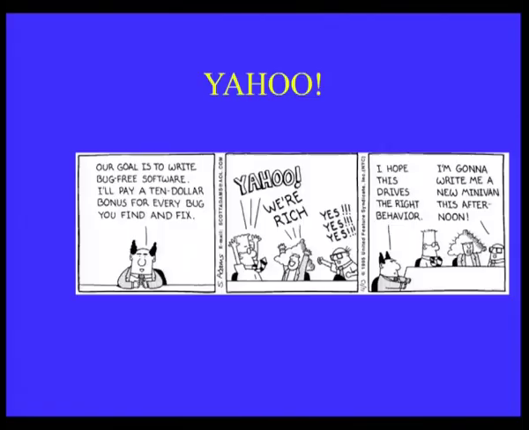We are rich. I hope this drives the right behavior. I am going to buy me a new minivan this afternoon. So, what is it that you can do with a $10 bonus? You will get a software minivan. That much money will come. Every bug you find, you get $10. As you fix the bug, you get a virtual $10. So, we are rich. So many bugs will be there.